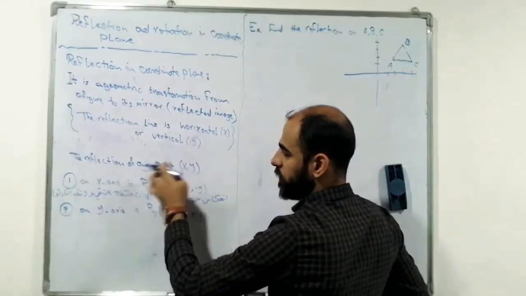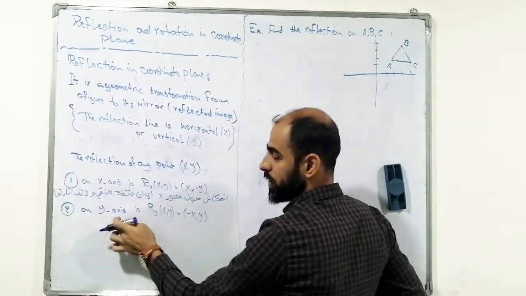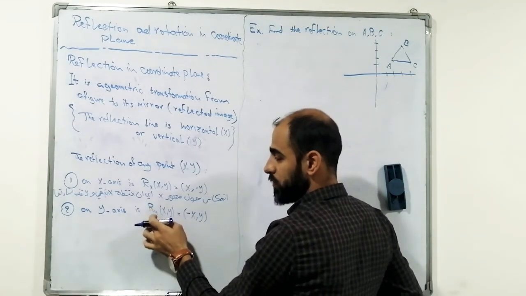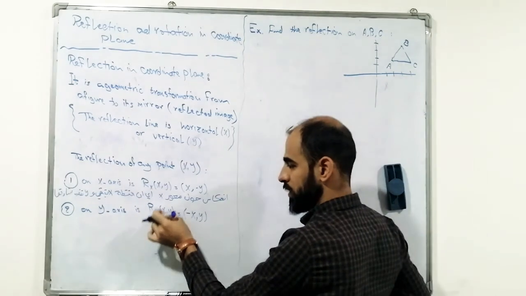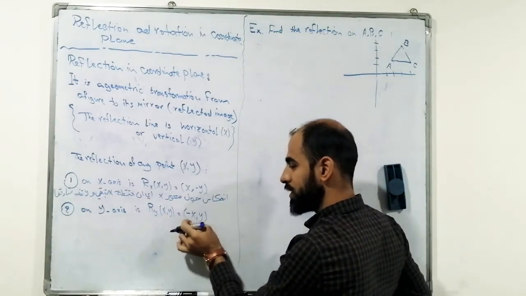And the reflection of any point (x, y) on the y-axis is r sub y. That means reflection on the y-axis. The reflection on the y-axis of any point (x, y) is (minus x, y).